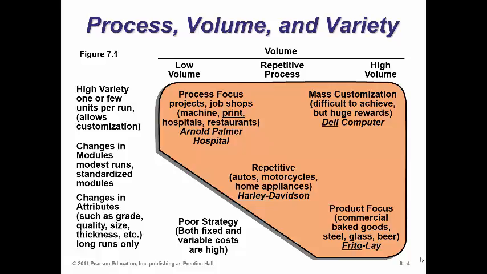And then in the middle there, we have repetitive. So, motorcycles, stuff like that, where there's some commonality, but there are also different models, and a lot of times it's modular kinds of parts going together. So you have a certain number of inputs, and they come together, and then you can customize that. And then up there at the top, what you would ideally like to have is high volume for a very cheap price. High volume, high variety would be mass customization. And that's enabled by technology.